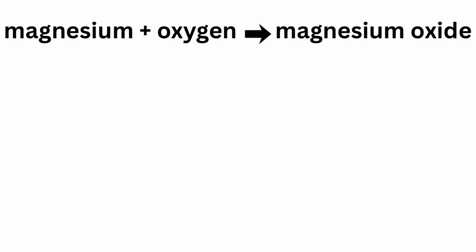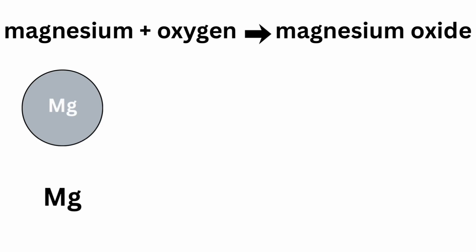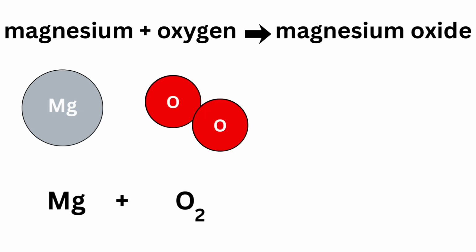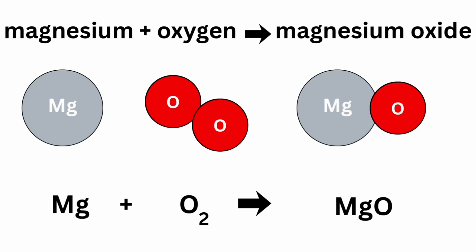So if we go back to our word equation for this reaction, we can draw an atom of magnesium to represent the magnesium, and we can use the symbol Mg to represent magnesium. Atoms of oxygen always hang out in pairs, so oxygen is made of two oxygen atoms joined together. So we use the formula O2 to show that oxygen is two atoms joined together. Magnesium oxide contains one atom of magnesium joined to one atom of oxygen, so we use the formula MgO, which means there's one magnesium joined to one oxygen atom.